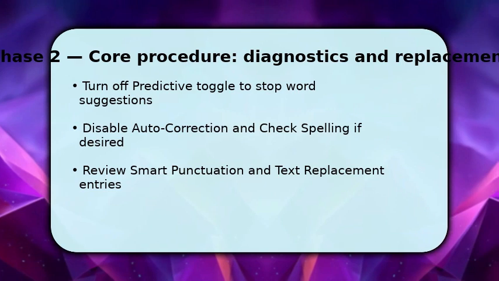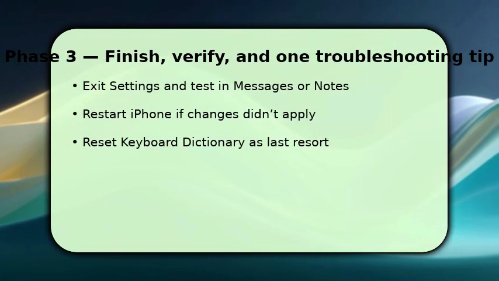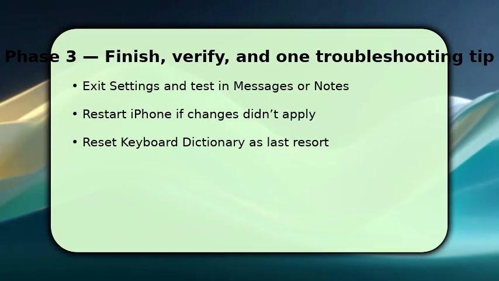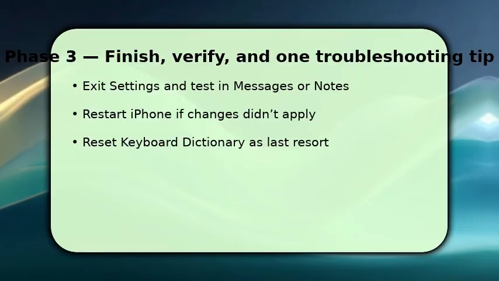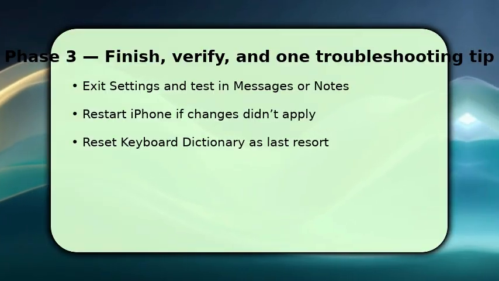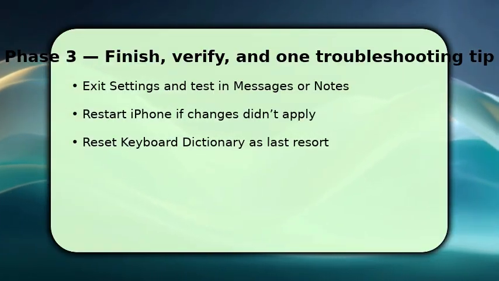After changing toggles, exit Settings and open Messages or Notes to test typing. You should no longer see suggestion words. If suggestions persist, restart your iPhone so system services reload. This often resolves cached behavior.